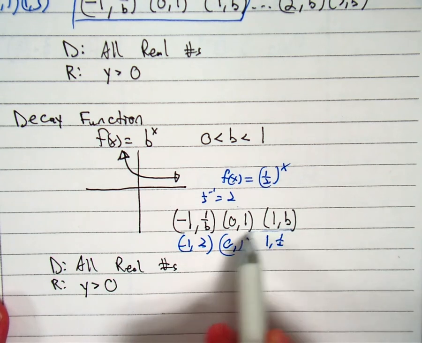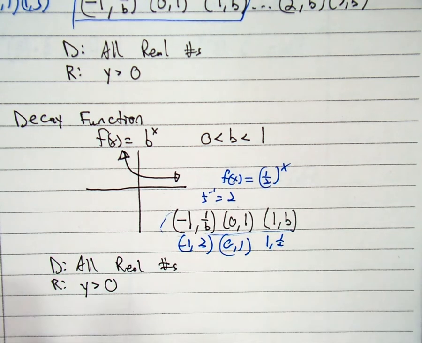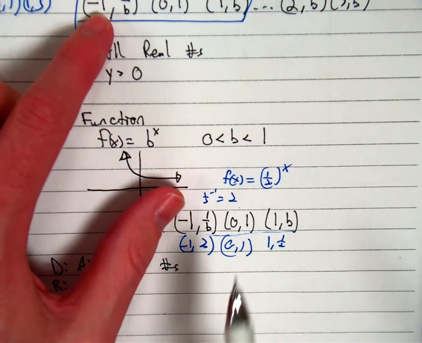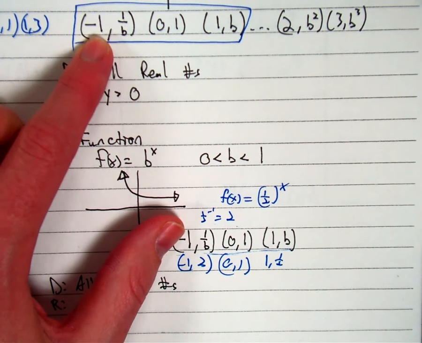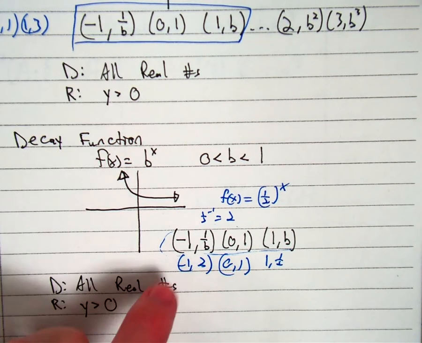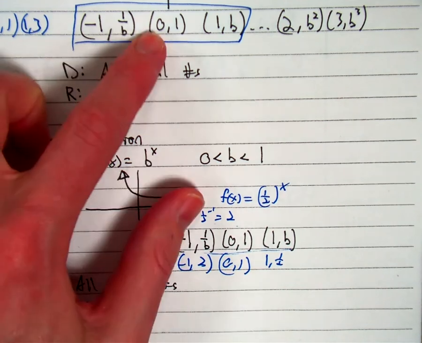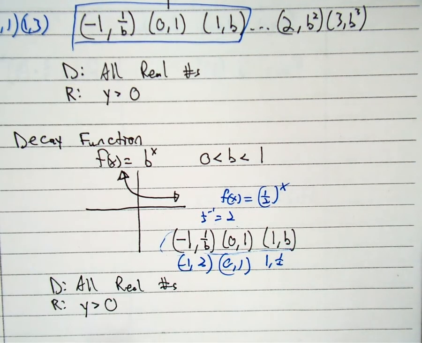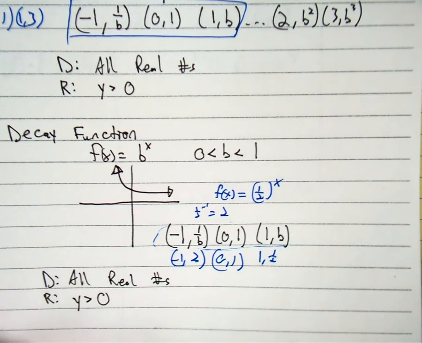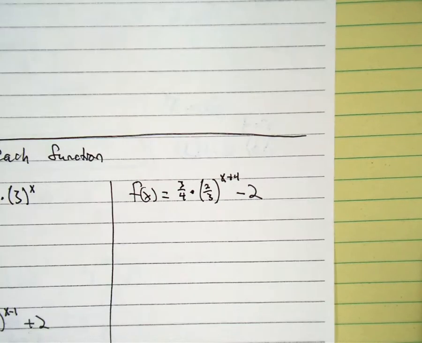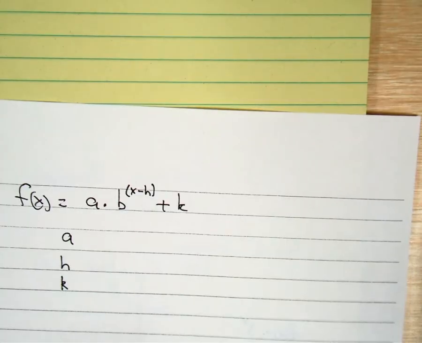But these are the main 3 points we want to have. Notice they're the same anchor points here. Negative 1, 1 over b, 0, comma 1, 1, comma b. Okay, and you can do more points if you need to, but those are the 3 main ones.